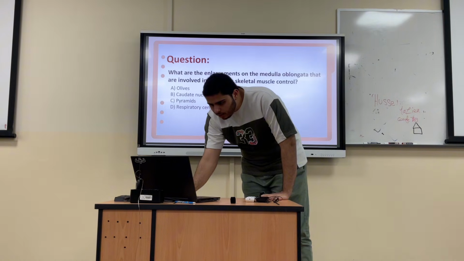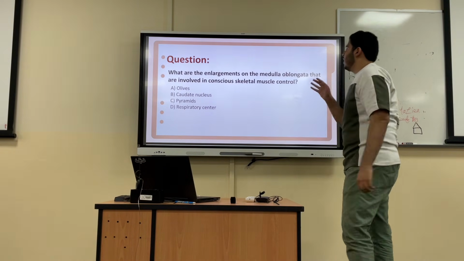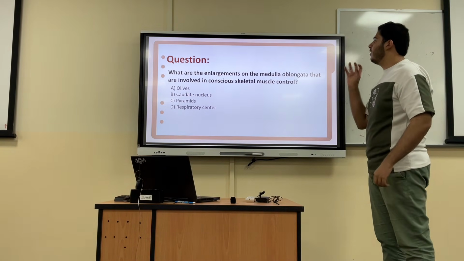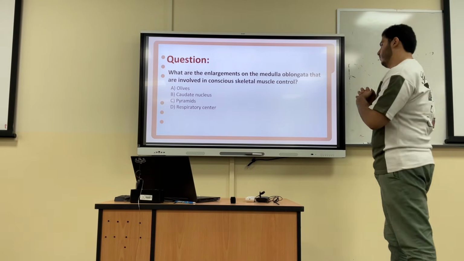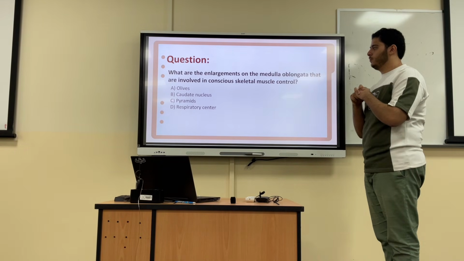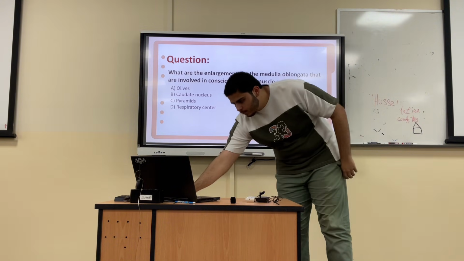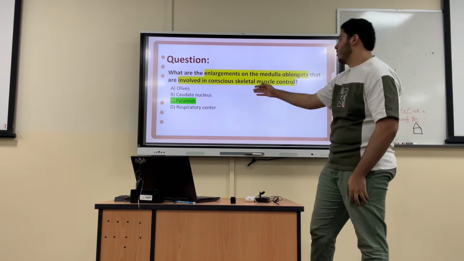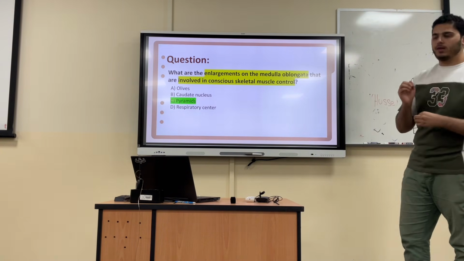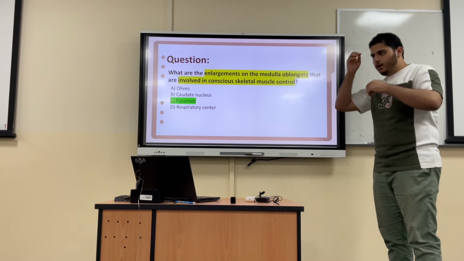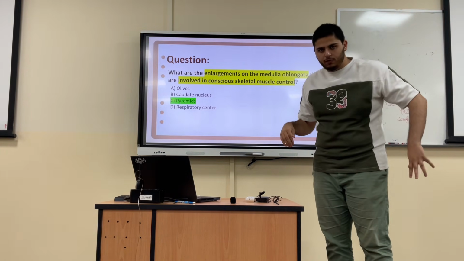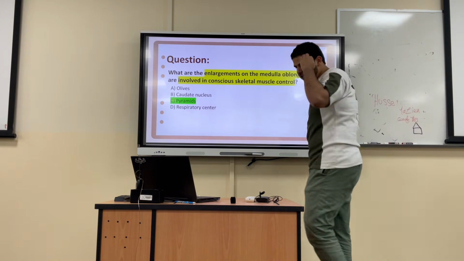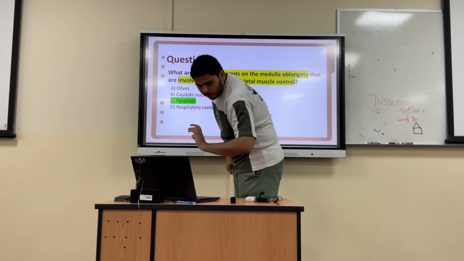Let's see. I think it's the last question. What are the enlargements on the medulla oblongata that are involved in conscious skeletal muscle control? Let's see the answer. Pyramids. As I said, the decussation of pyramids: the pyramids on the right side of the brain connect to the opposite side of the body, and the other side also connects to the opposite. Let's go.